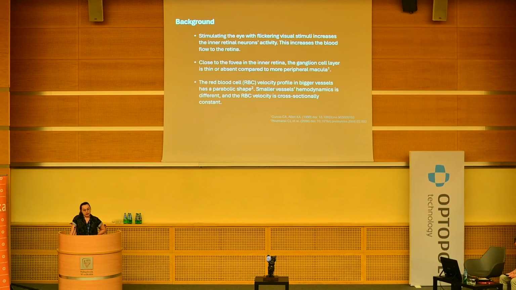If you stimulate the eye with flickering visual stimuli, it causes an increase of inner retinal neurons activity. This increases the blood flow to the retina. Close to the fovea, in the inner retina, the ganglion cell layer is thin and reaches its maximum thickness around 4 degrees, and then the thickness decreases again. Also, the red blood cell velocity profile in bigger vessels has a parabolic shape. In smaller vessels, it's totally different. The cross-section of RBC velocity is constant.